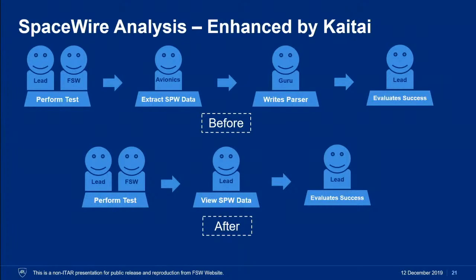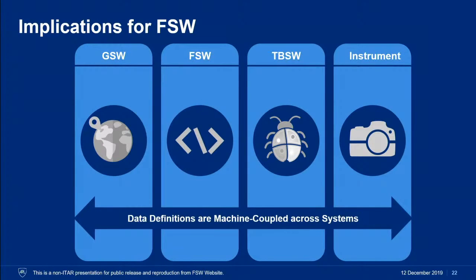So all of this to say, pulling that human out of the loop goes all the way back to our initial message, where we are working hard to make a data definition system that is machine coupled across all of the different systems that go into a spacecraft. And this has been a strong first step, and the Wireshark application is only one of the applications of this tool. There's still work to be done, but it's been an exciting first step.